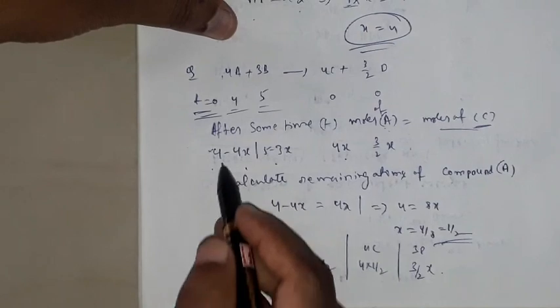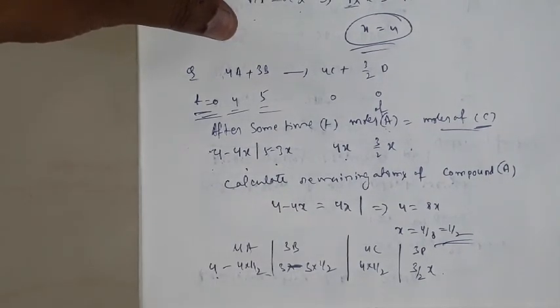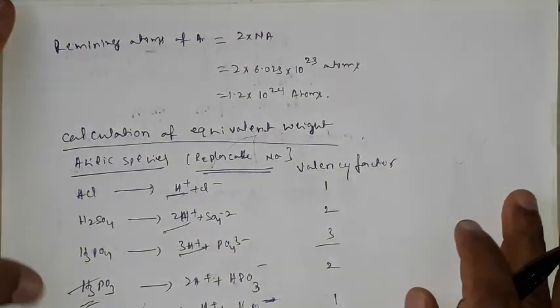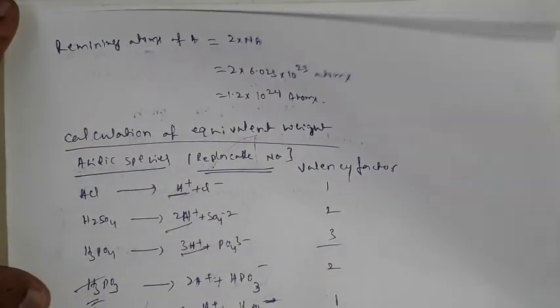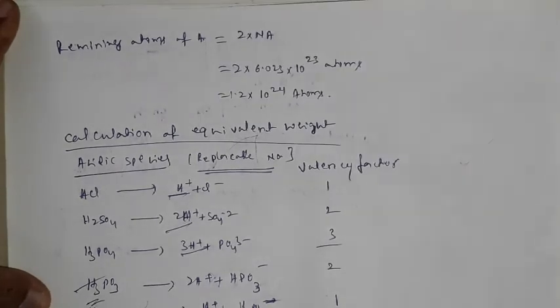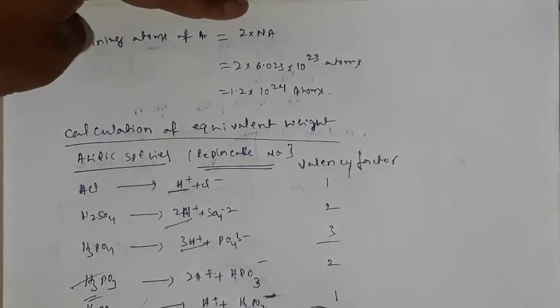If you get x, then you can find all the values. 4 minus 4. Remaining atoms of A equal to 2 into Na, that is 2 into 6.0 so 12, that is 1.2 into 10 power 24.